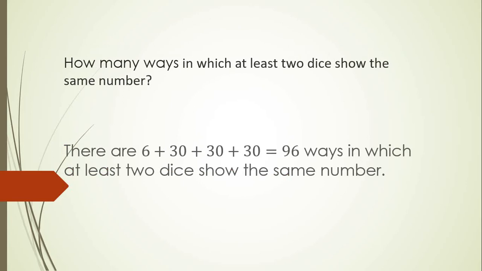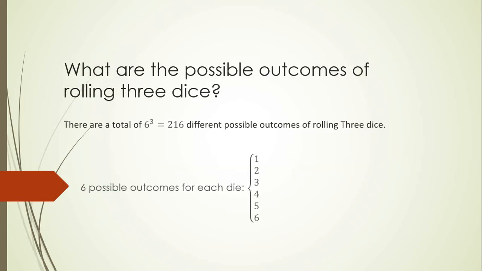Now we add all these outcomes together. So 6 plus 30 plus 30 plus 30, which is 96 ways, and that's at least two dice showing the same number. So now we're gonna use the complement rule to find out in how many ways all the three dice are different.